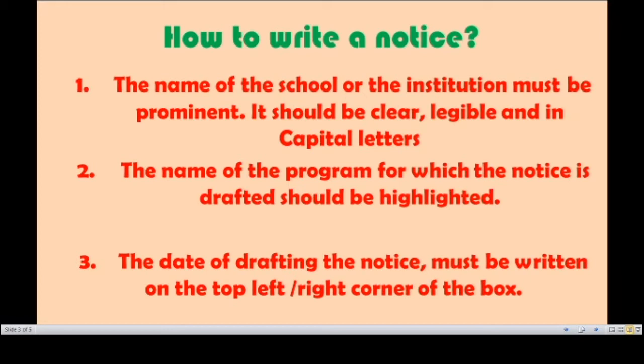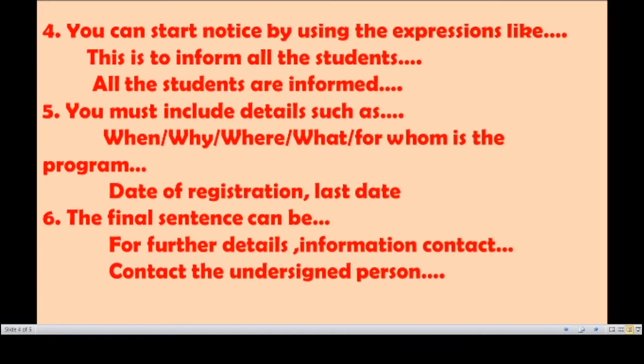So far we have seen 3 points. First, the name of the school or institution is very important. We have to mention it, and it should be clear, legible, and in capital letters. And the name of the program we are going to conduct is very important. That should be given importance in the notice. And the date of that event or program or competition must be written, that is also very important.